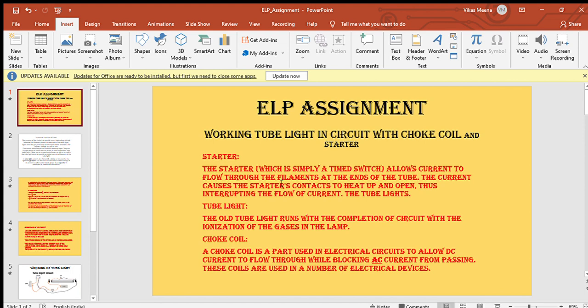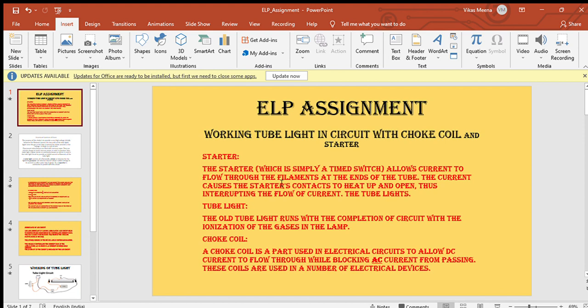So the first question is, what is a starter? A starter is basically a simple time switch which allows the flow of current in the filaments of the light. The current heats up the contact of the starter, turning it on and off until the light gets lit up.